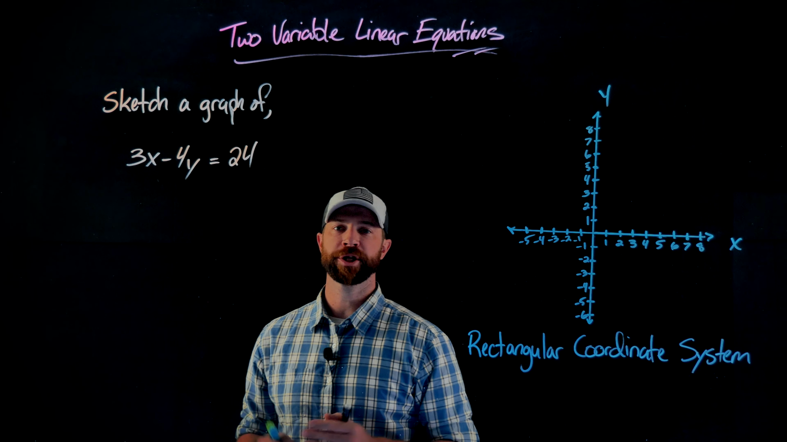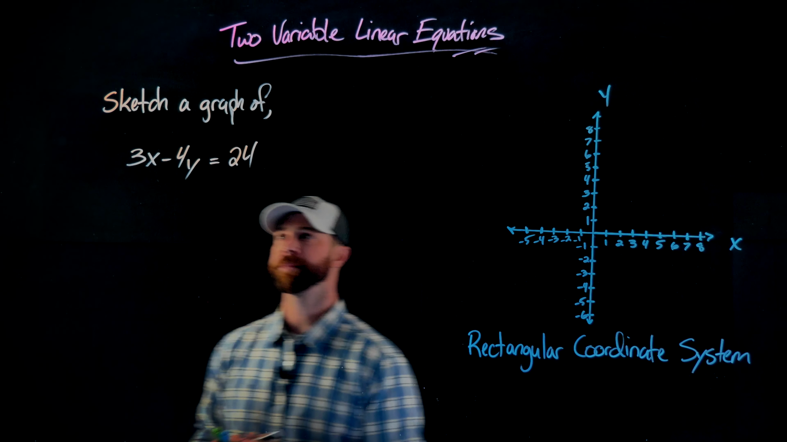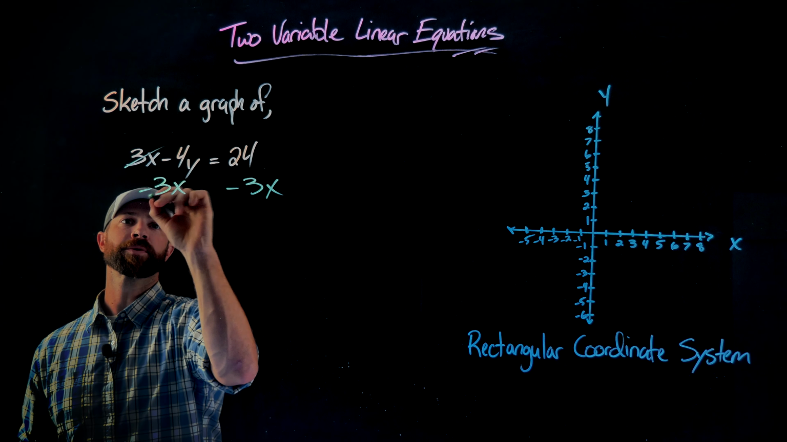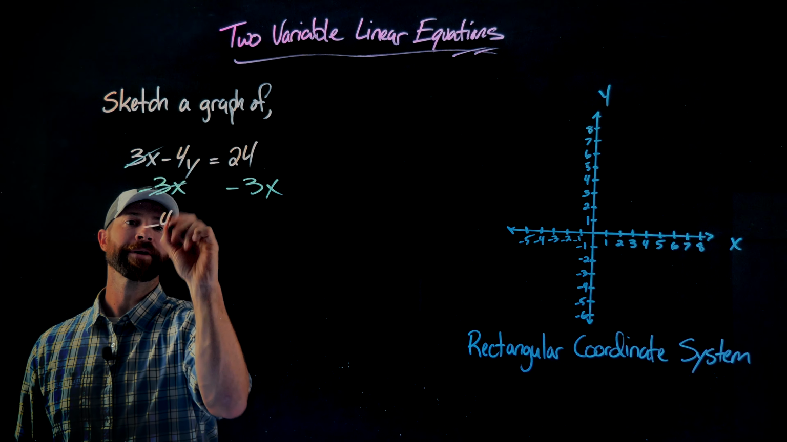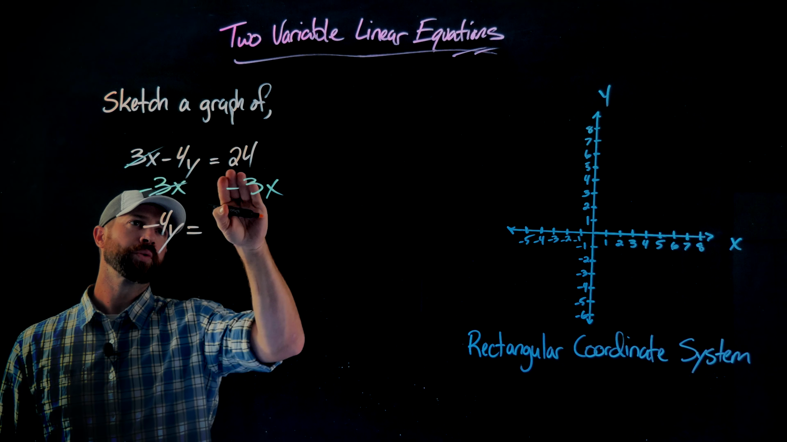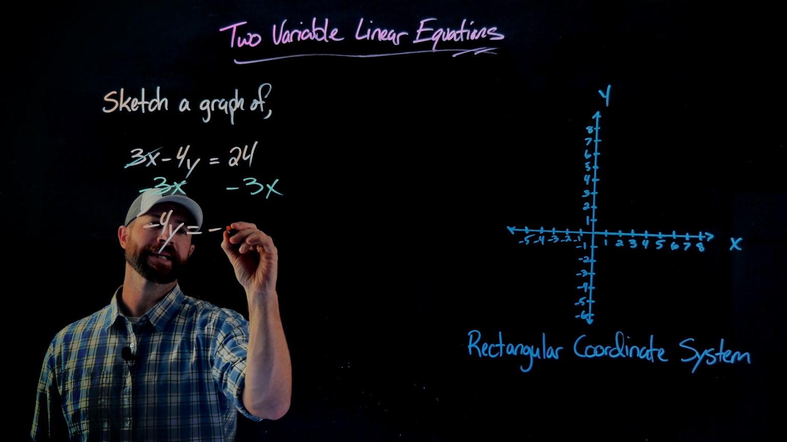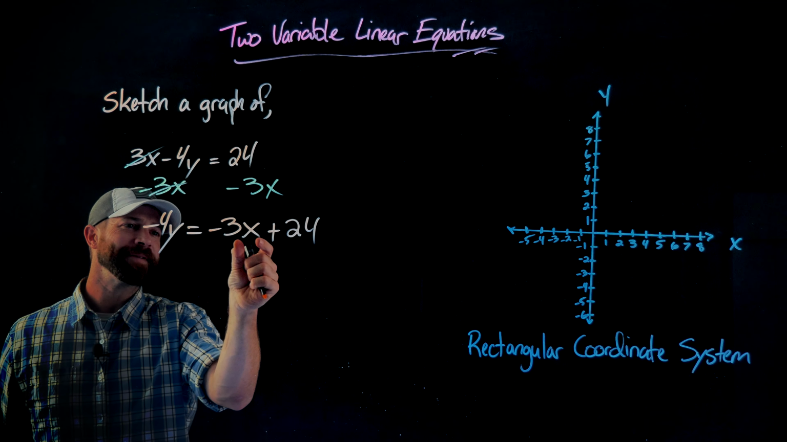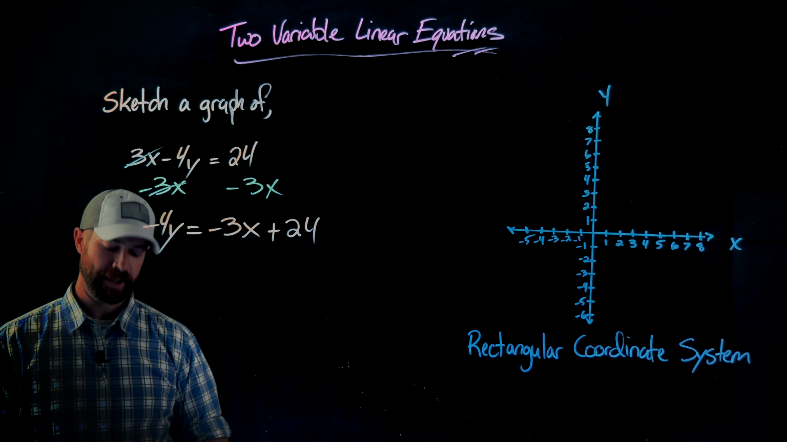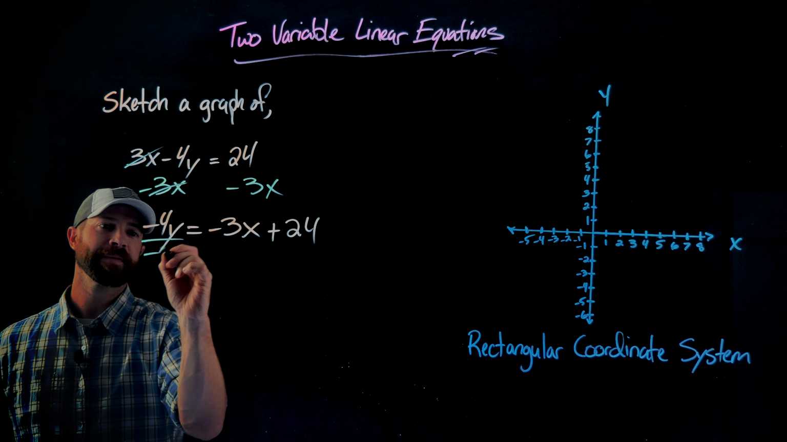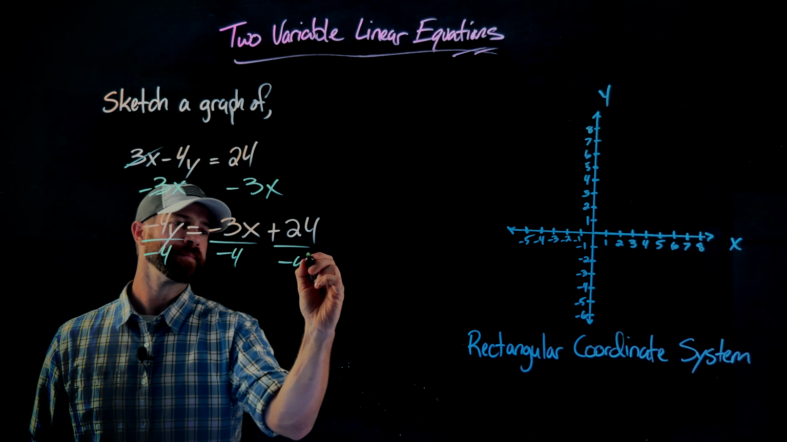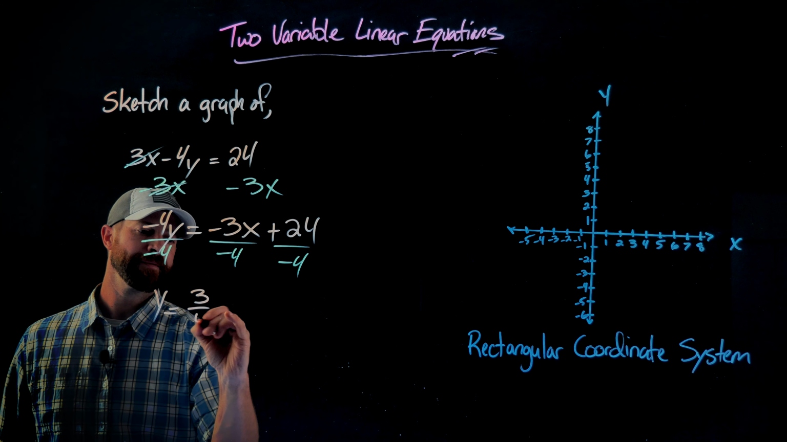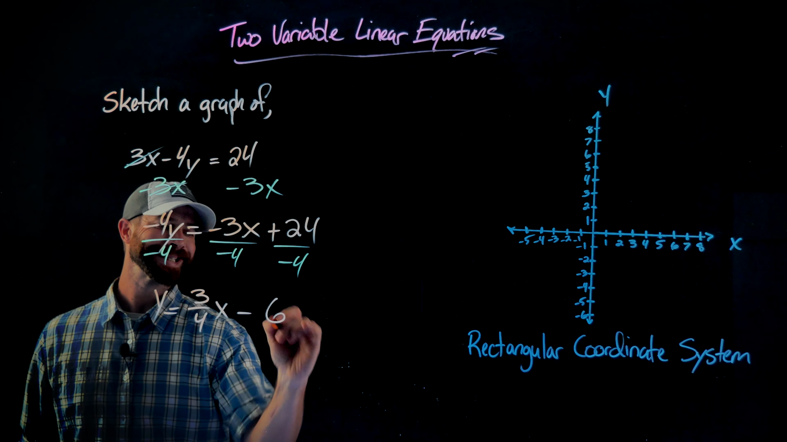If I take a linear equation in 2 variables and I solve it for y, in this case I would subtract 3x from both sides to get rid of this 3x here. I'm left with -4y equals really 24 minus 3x, but the nice way to write this is -3x plus 24. I always like having the term with the x first on this side of the equation. And then I would divide everything by -4 to get y equals 3/4 x minus 6.